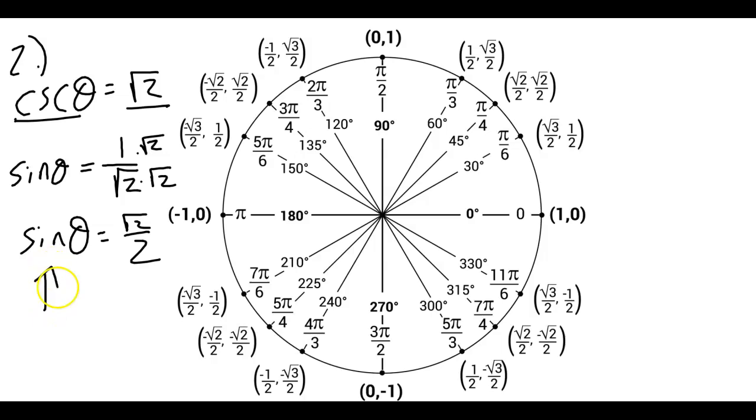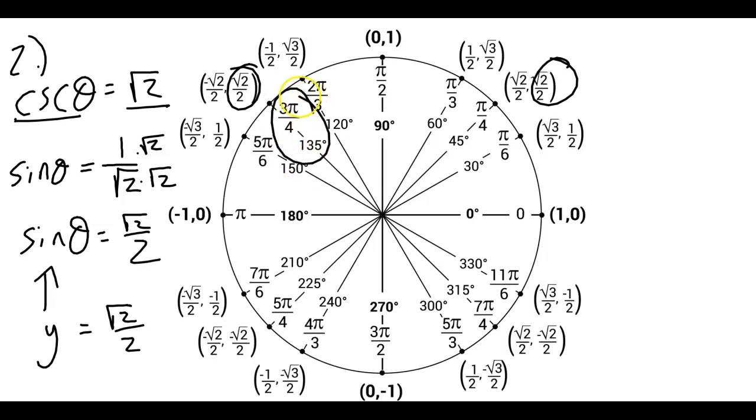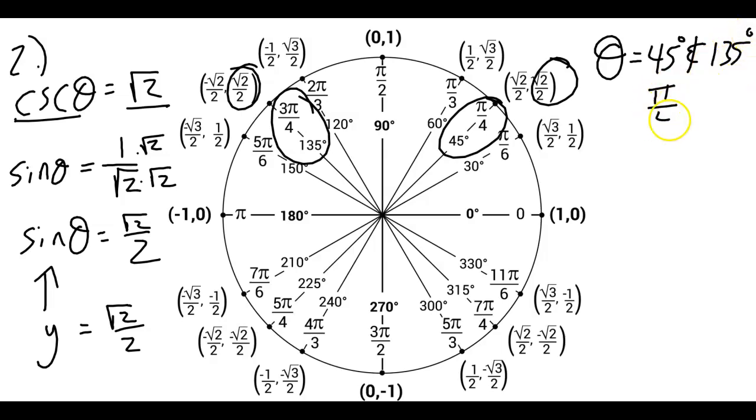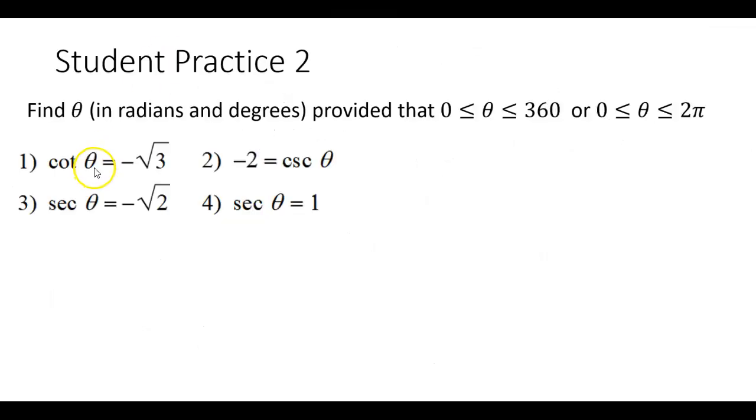So now I'm looking for where does the y value equal radical 2 over 2? And that would be here and here on the unit circle, and therefore we have these two angles as our solutions. So in degrees, it would be 45 degrees and 135 degrees. And in radians, it would be pi over 4 and 3 pi over 4. Okay? Let's go ahead and take a look at number 3.